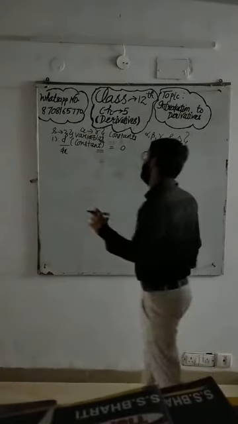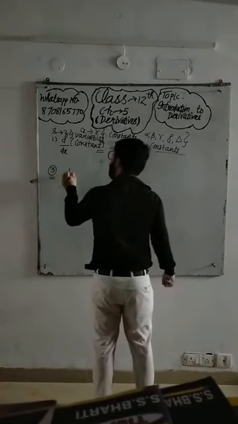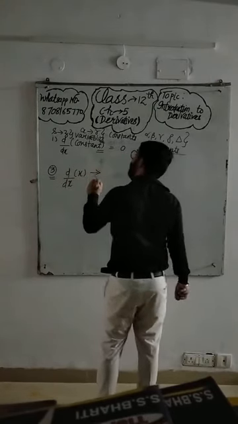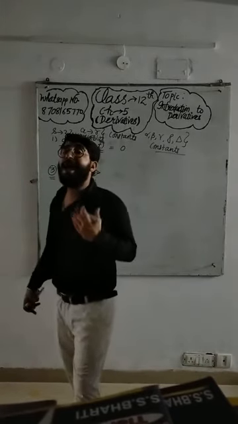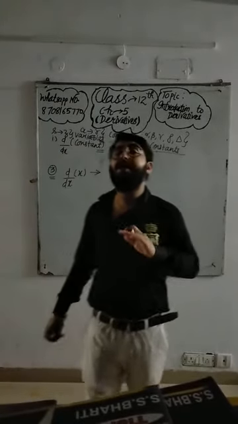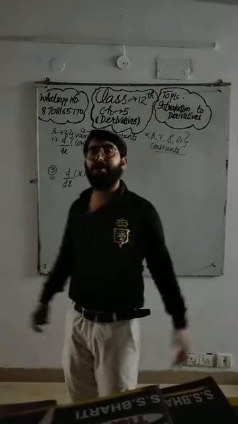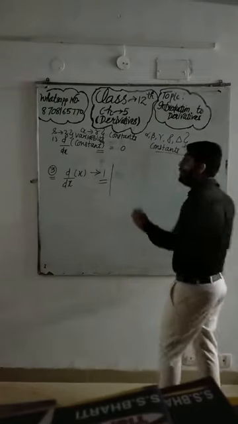Okay, now let us understand the third formula, the third derivative. The third derivative we are learning is d/dx of x. Whatever change you observe in the variable x with respect to itself, the derivative of something with respect to itself is 1. Let us take some examples.